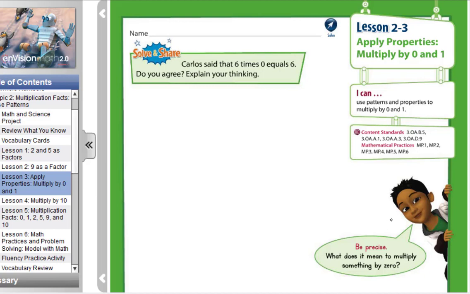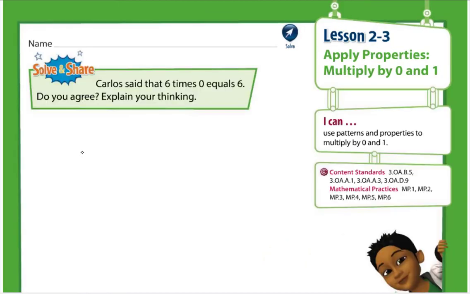Okay guys, you can see my screen now. Yes, we can see it. Yes, great.